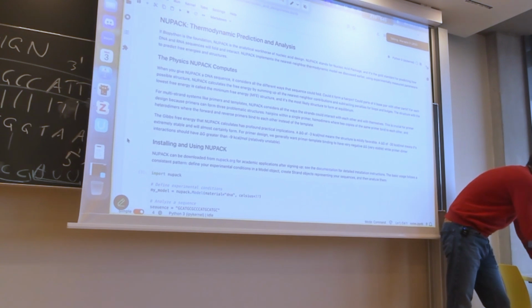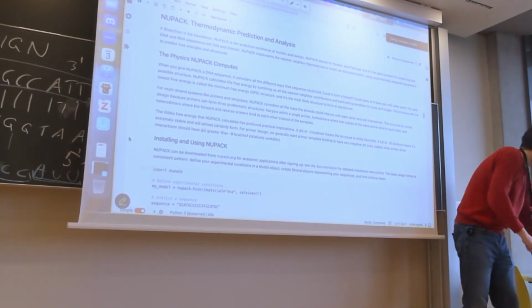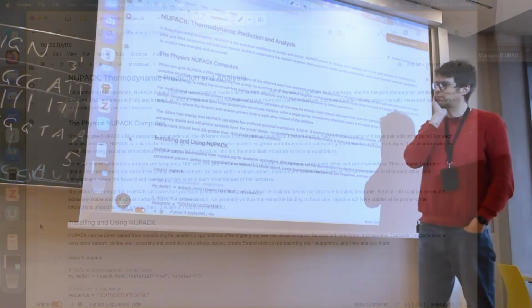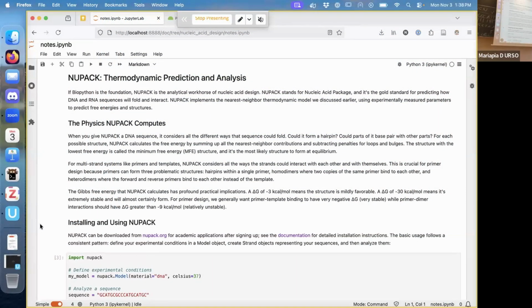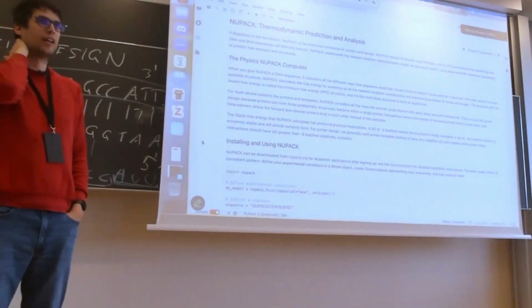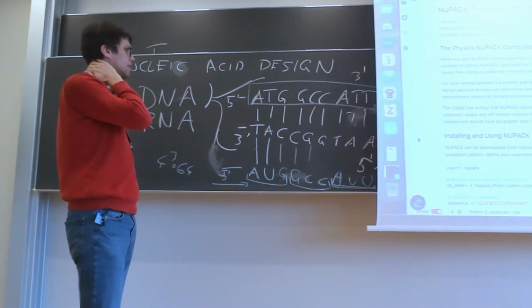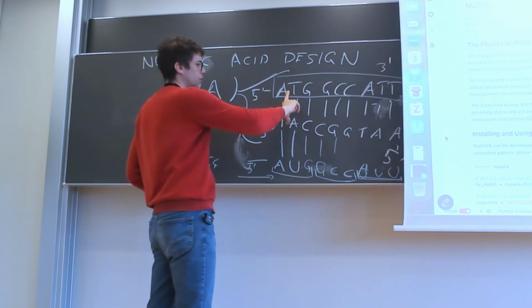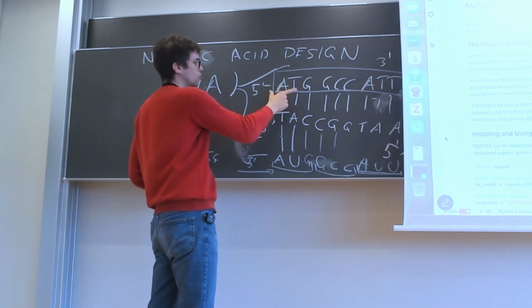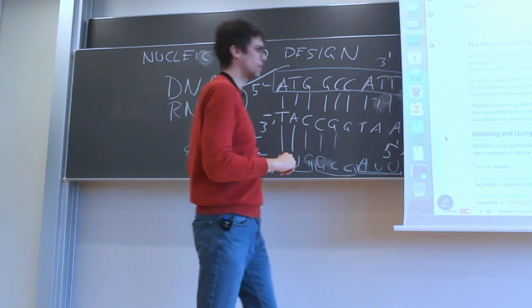Right. So the second tool that I wanted to talk to you about is called NUPACK. NUPACK is a package, a library that does thermodynamics for you. And more or less the general rule about thermodynamics of nucleic acids is that there's a lot known about that. It's way easier than proteins. And the reason more or less is that you almost only need to look at things locally. We'll come to that in a second.